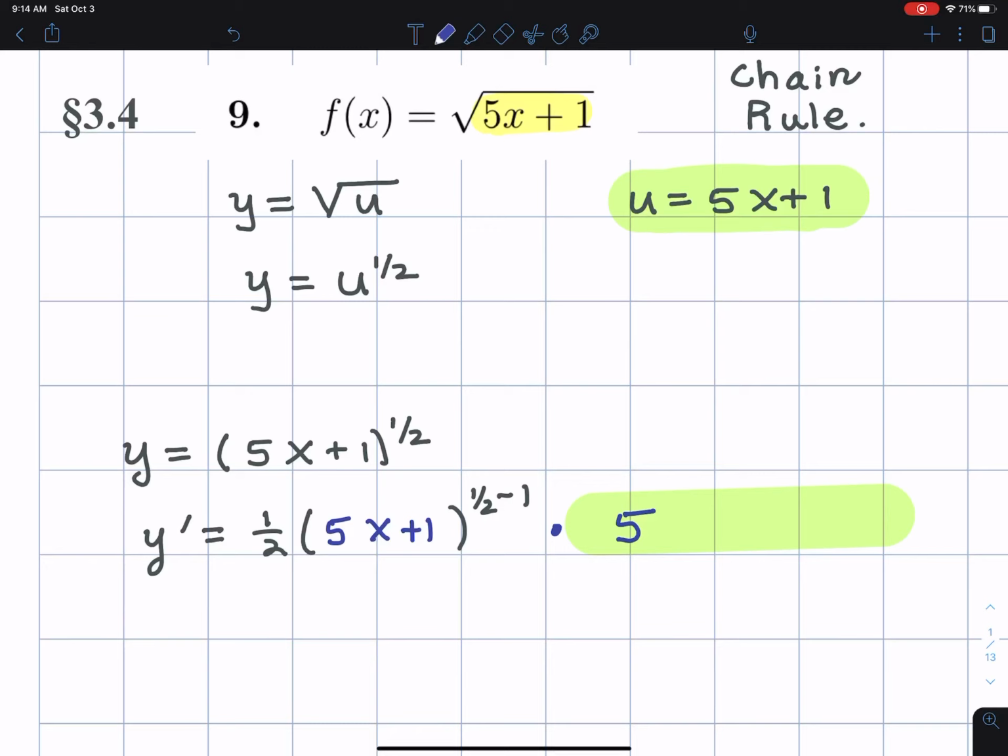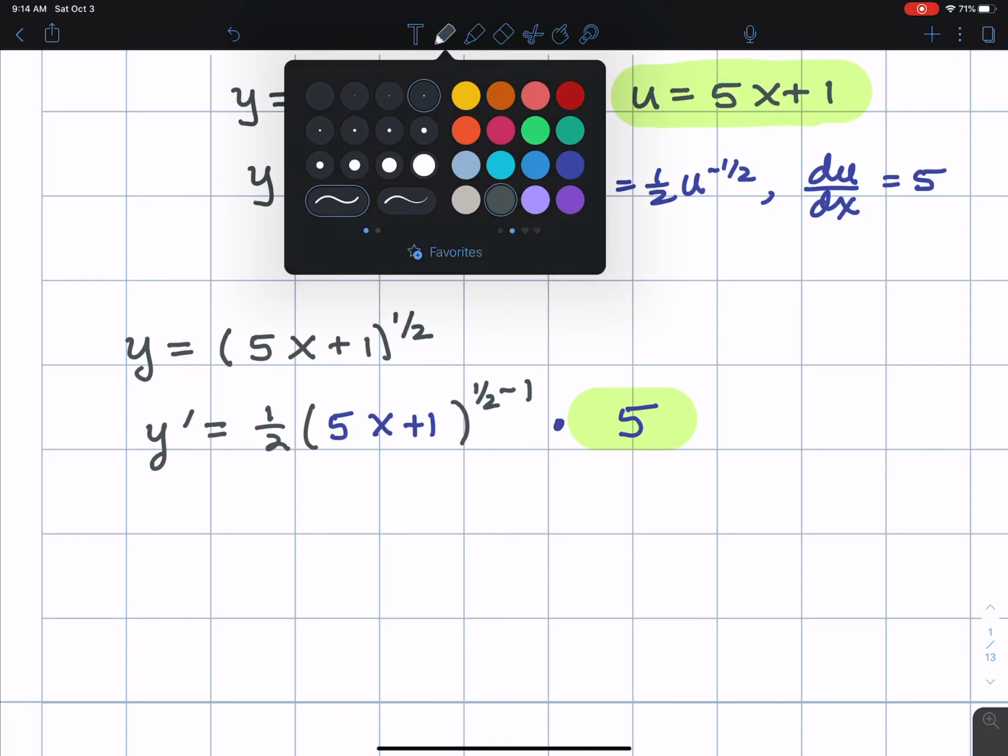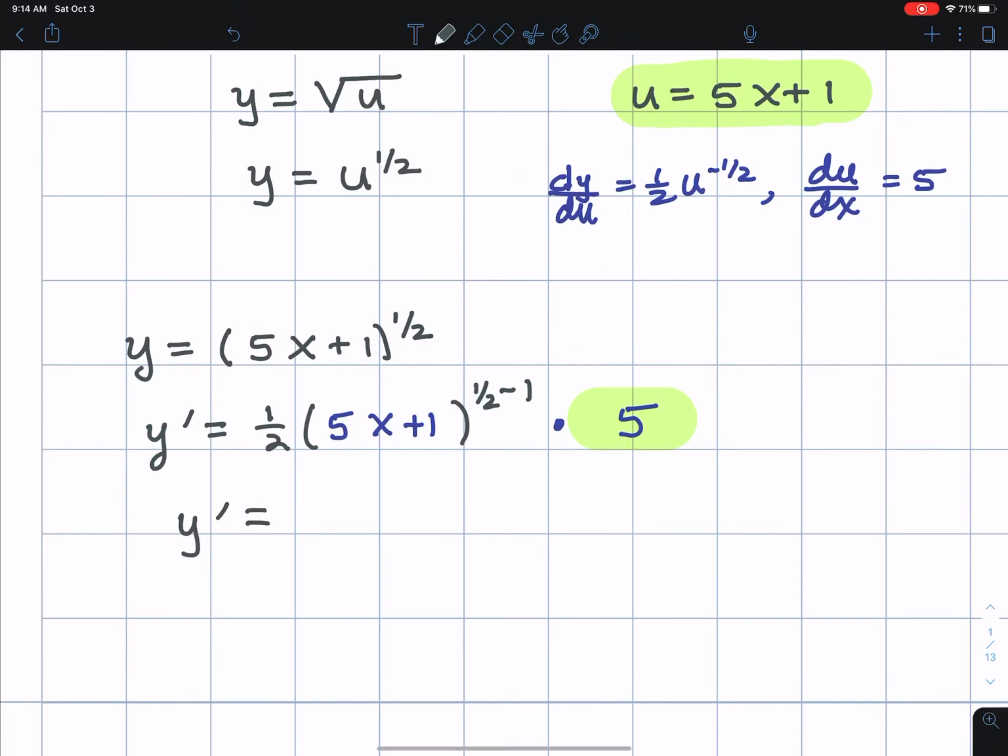I made a bunch of space there for some reason, thinking I need it, but no, I don't. Okay, so what's that? That's the derivative. So let me point out that I can stretch this whole thing out. I can write, well, the derivative of y with respect to u is 1/2 u to the minus 1/2. The derivative of u with respect to x is 5. And what I'm getting then, when I do the chain rule, is multiplying those two together. All right. From now on, there is just a little bit of simplifying. Y prime is 1/2 times 5, so that's 5 halves, times 5x plus 1 to the negative 1/2.